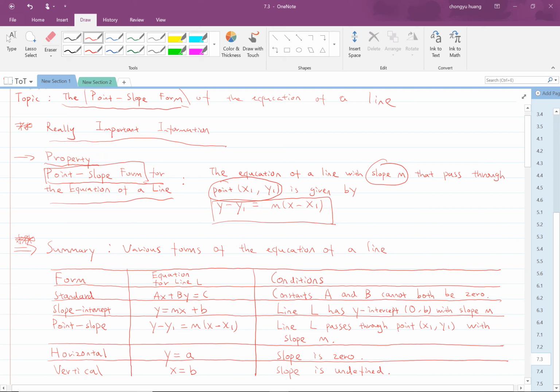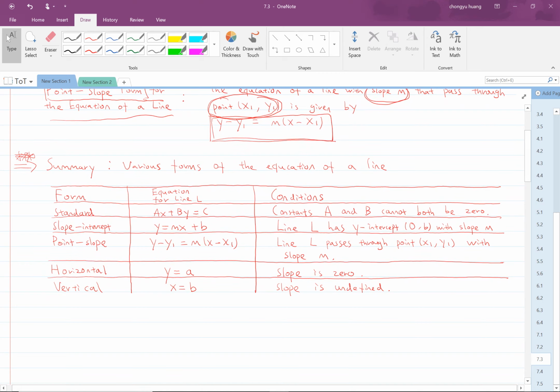in order to get a point slope form, you need to have a slope, and then you need to have a point which the line passes through. Basically, this is the format for the point slope form: y minus y1 equals m times (x minus x1). So this is the form you need to memorize. That's basically everything about the point slope form.